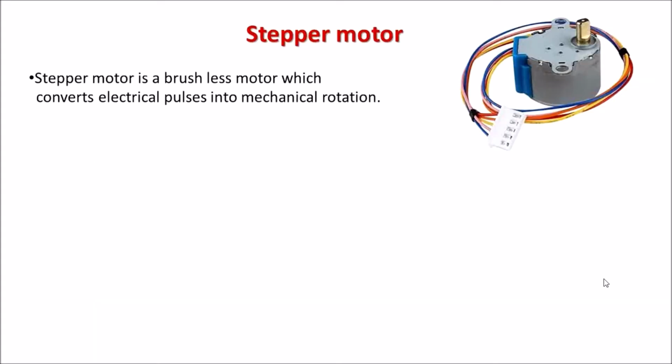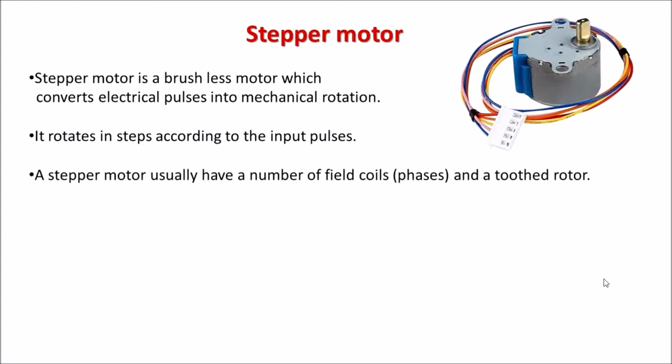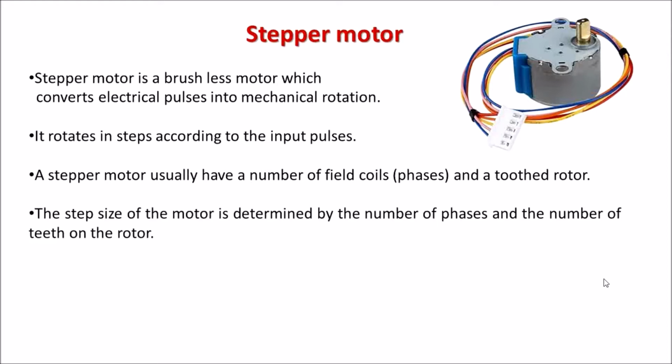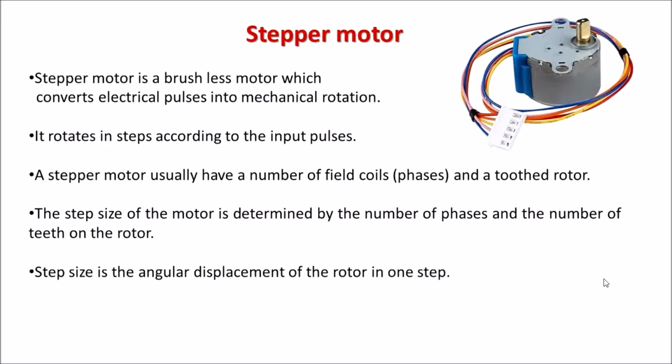A stepper motor is a brushless motor which converts electrical pulses into mechanical rotation. The stepper motor rotates in steps according to the input pulses. It usually has a number of field coils, which are called the phases, and a toothed rotor. The step size of the motor is determined by the number of phases and the number of teeth on the rotor. Step size is the angular displacement of the rotor in one step.